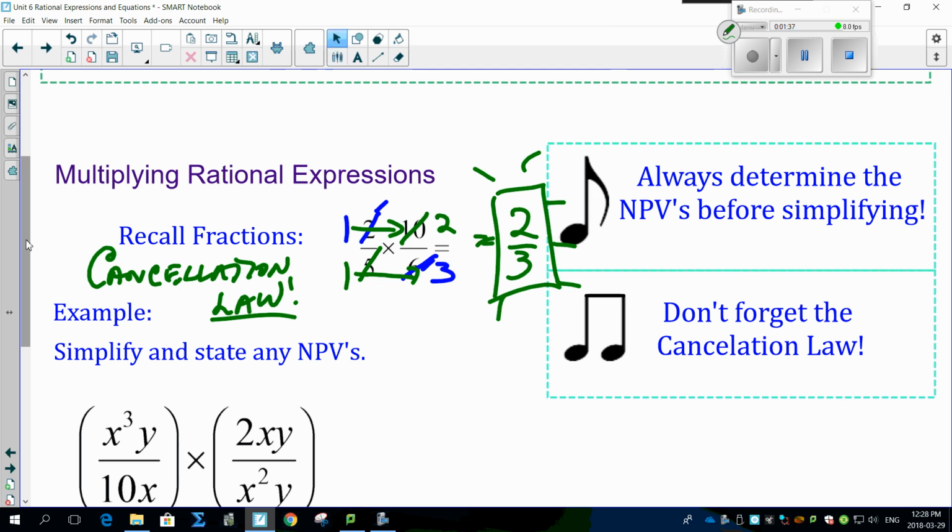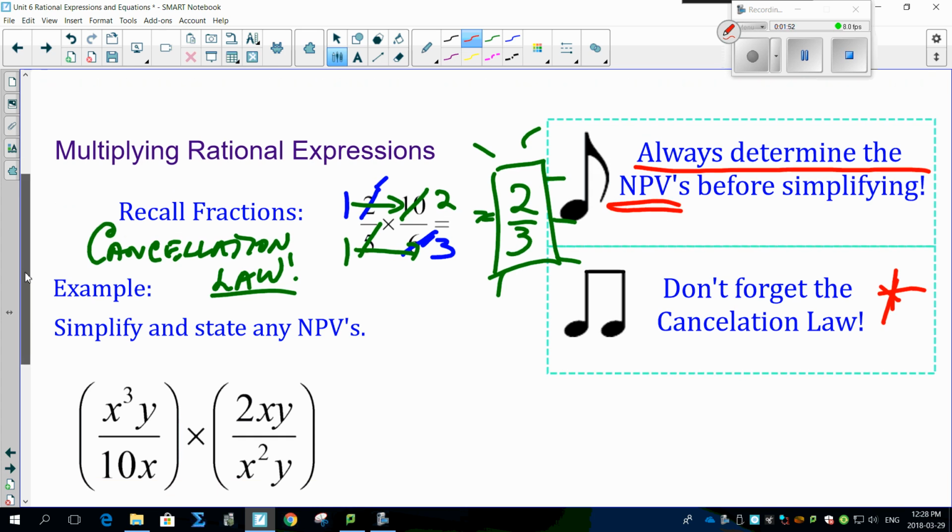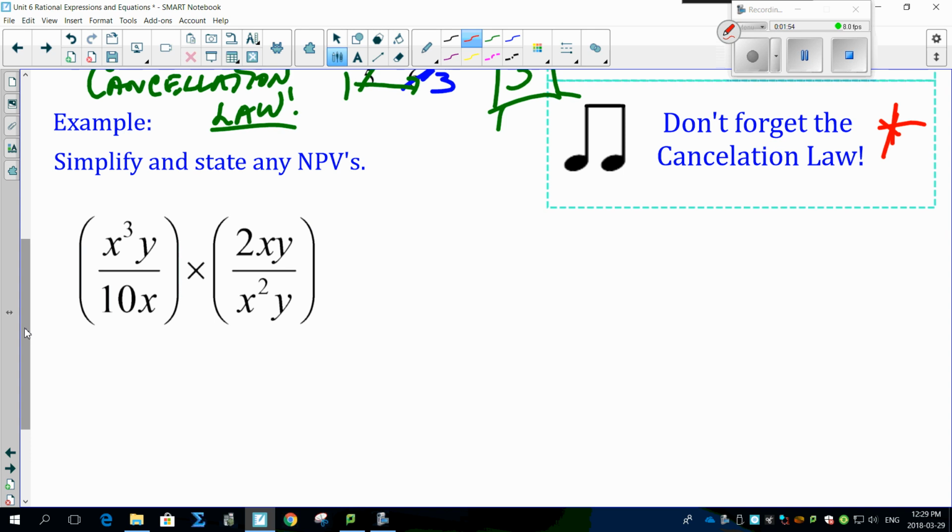Okay, so a couple rules we've got to follow first. Number 1, always determine the NPVs before you cancel and before you simplify. And don't forget everybody's favorite, the cancellation law. Okay, now, how do I do this monster? Well, it's actually not that bad. Think about it. First off, NPVs, okay?